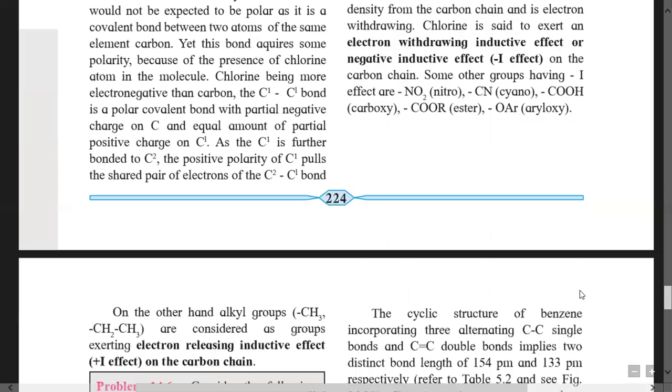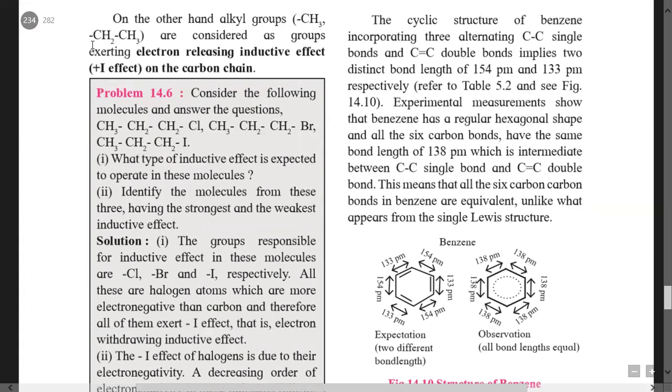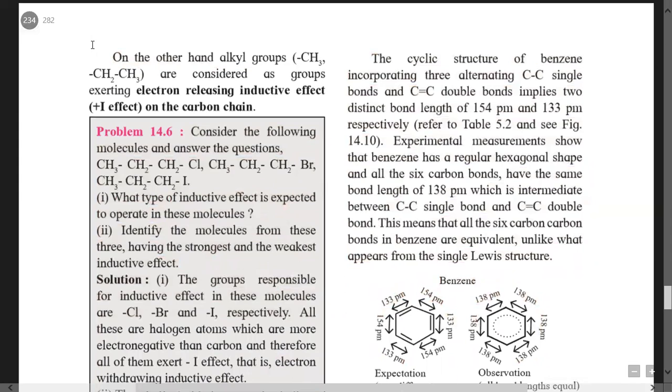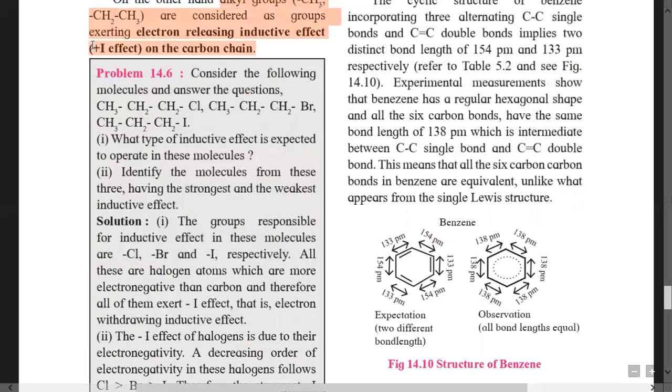The second type of inductive effect is the positive inductive effect, also called the plus I effect. The groups which show this positive inductive effect are alkyl groups. Examples of alkyl groups are CH3, called methyl, or C2H5, which can be written as CH2CH3, this is ethyl. All these alkyl groups show positive inductive effect.